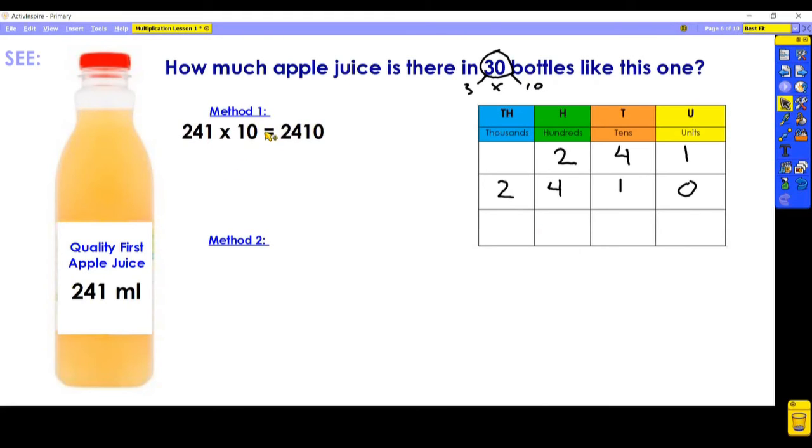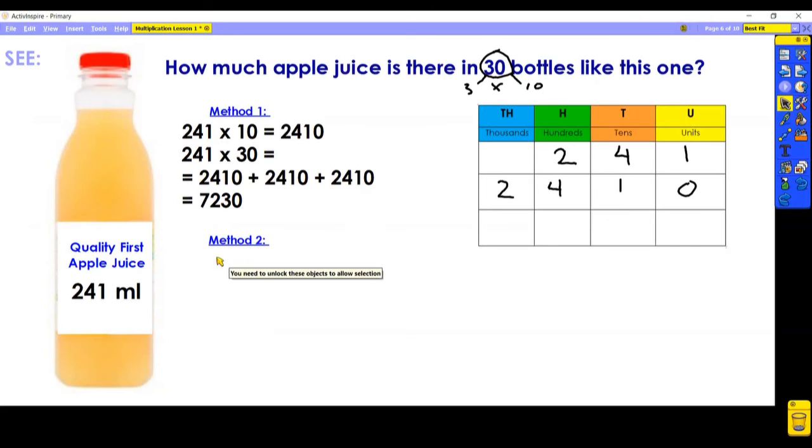But I'm not multiplying 241 by 10, I'm multiplying 241 by 30 in this question. So now the next thing that I need to do is think, how am I going to change this to be multiplying it by 30? So all I need to do is add 2,410 3 times. So I'm going to add 2,410 1, 2, 3 times. I did my working on the side and I worked out that the answer was 7,230. So there are 7,230 millilitres in 30 bottles like this one.